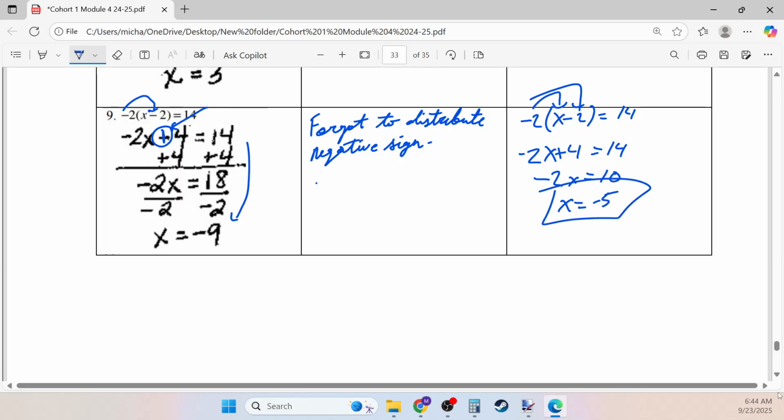But we also could have done it this way. We have negative 2 times x minus 2. I can divide both sides by negative 2. I get x minus 2 equals negative 7. And then I add 2 to both sides. And I get x equals negative 5, the same thing. It's kind of up to you.